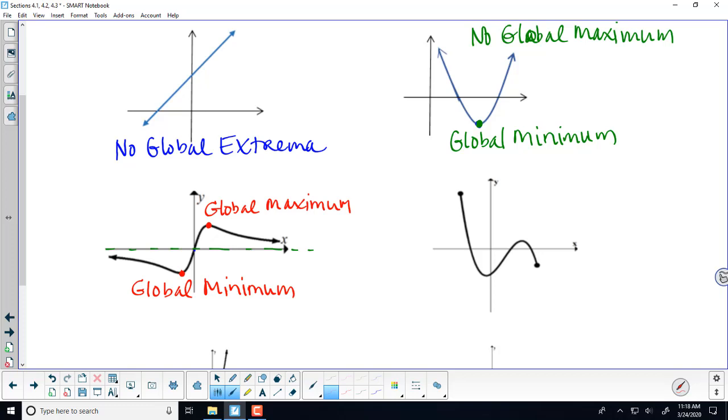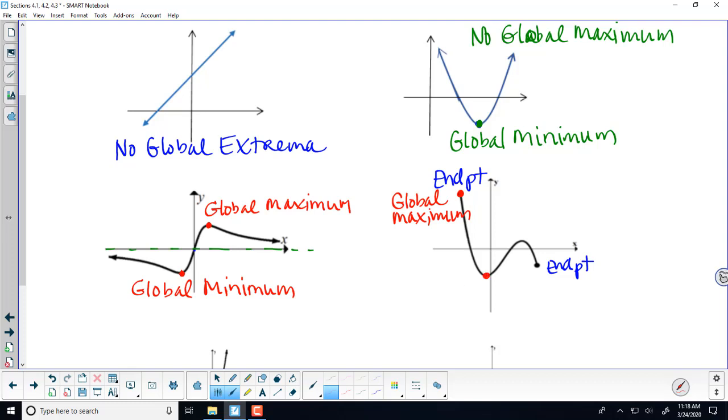Okay, here's an interesting graph. It's part of a polynomial function, but notice how we have endpoints. So I have an endpoint here, an endpoint here. If I'm looking at the graph, where is the absolutely highest point? Right here. So I actually have a global maximum at an endpoint.